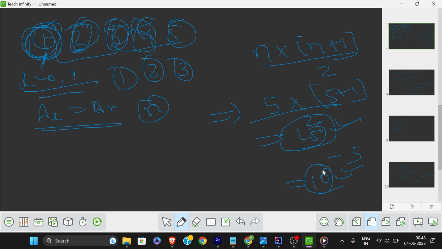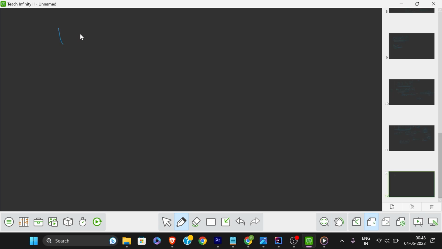So we just need to count the n minus 1 sub-arrays from the array. So how will we calculate n minus 1 sub-arrays? You just need to use this formula, n into n minus 1 divided by 2. You just need to use this formula. Let's consider an example, 1, 2, 3, 4, 5.